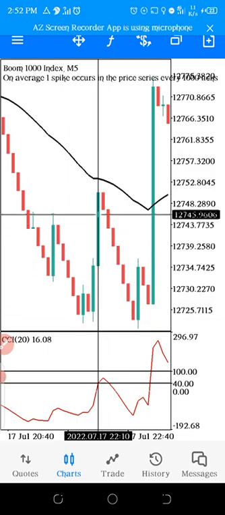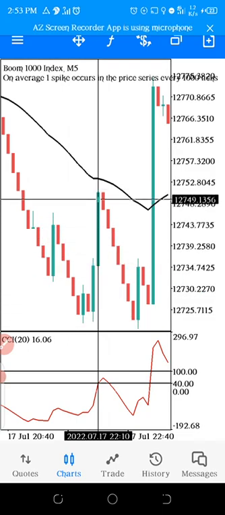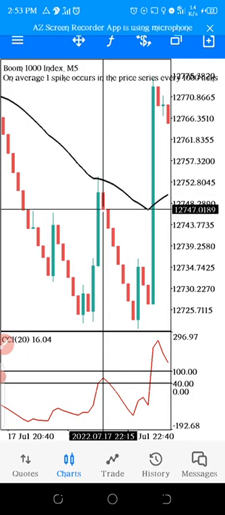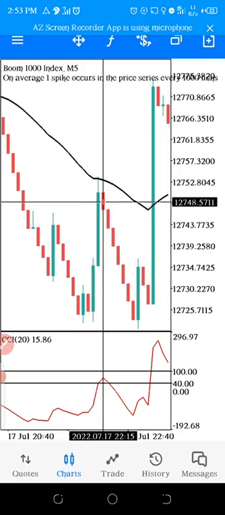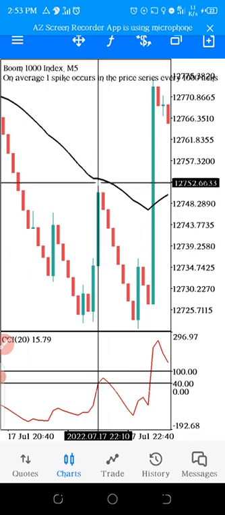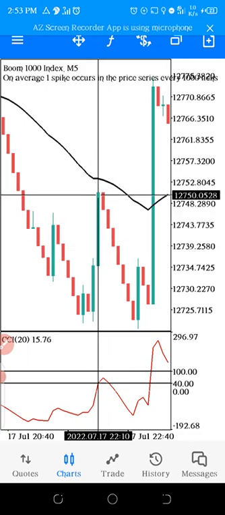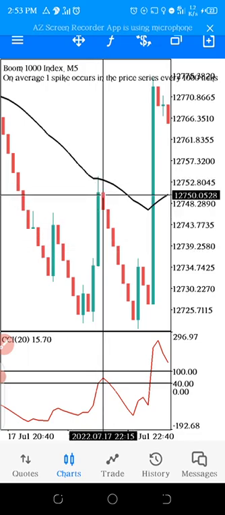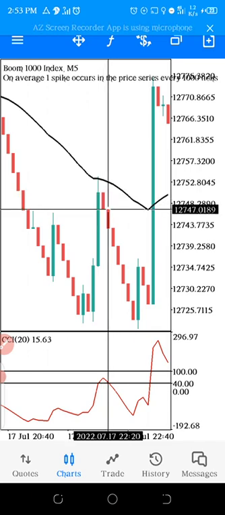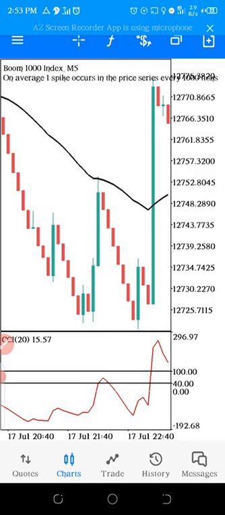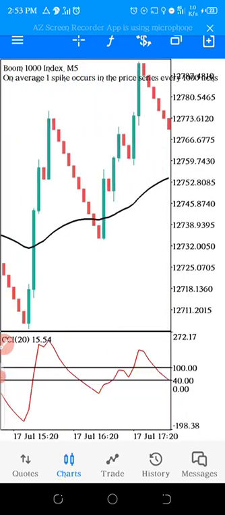This big spike took us to 40, and then you can just enter at the next candle, or you can wait for the formation of this candle and then enter at the next red candle. I hope you guys are following me. You can either enter after the formation of this spike candle that took you to 50, or you can enter after the formation of a red candle to show you that the market is in a downtrend. So that is how the strategy works.